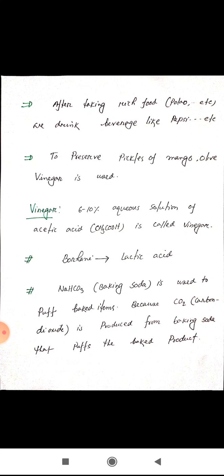The chemical formula of baking soda is sodium hydrogen carbonate, or sodium bicarbonate. So NaHCO3, sodium hydrogen carbonate or sodium bicarbonate, is called baking soda, and it is used to puff baked items, because carbon dioxide is produced from baking soda and puffs the baked product. So if we decompose sodium bicarbonate, sodium hydrogen carbonate or baking soda, we know that all three are the same, carbon dioxide is produced, and it puffs the baked products.